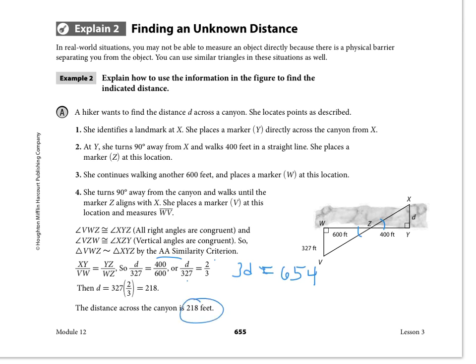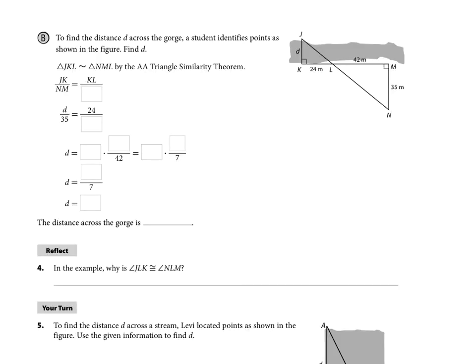So don't forget to put in your units at the end of all these indirect measurement problems, because we are using word problems for the most part. So 218 feet is the distance across the canyon that you can find without actually having to stretch a tape measure across and do it. And let's go to the next page.